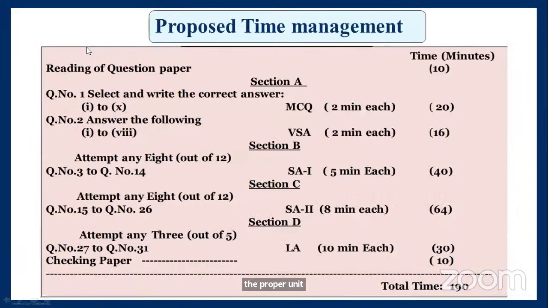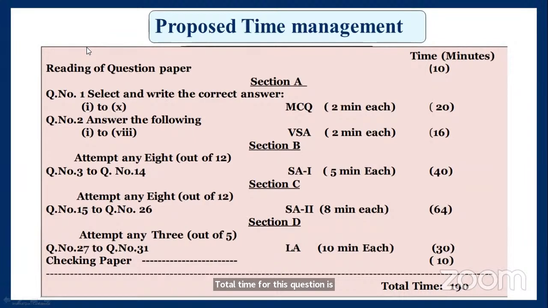Time management. Reading of question paper, 10 minutes. Section A, select and write the correct answer, 10 MCQs, 2 minutes each, total time is 20 minutes. Question number 2, short answer type. Question 1 to 8, total questions 8. Total time for this question is 16 minutes.